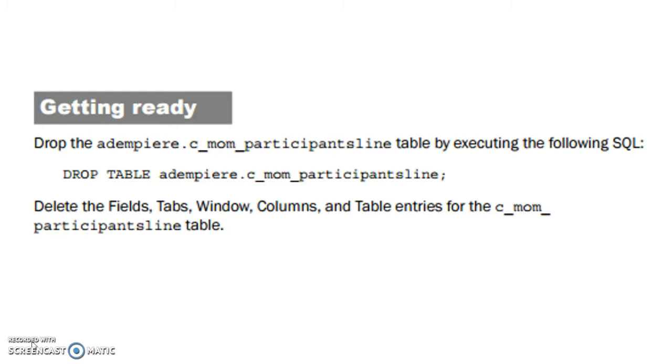So, in order to get ready for this, we're going to drop the participants line table in Postgres, and then we're also going to delete the fields, tabs, windows, columns, and tables entries for the participants line table. In this video, I'm not going to show you how to do that, but just to get ready, if you were following along, do that now, and then we'll get started.